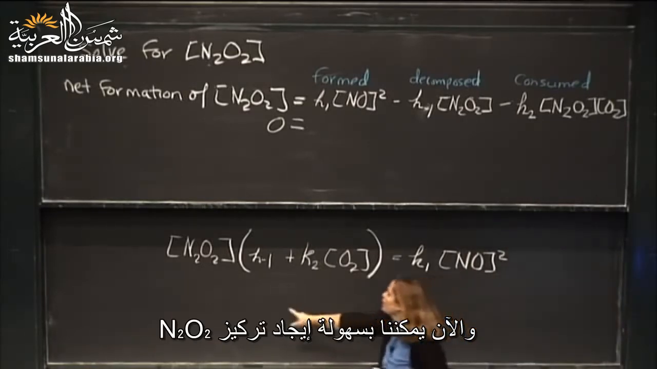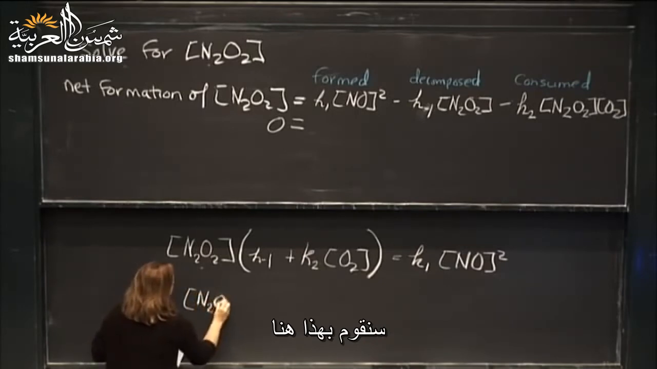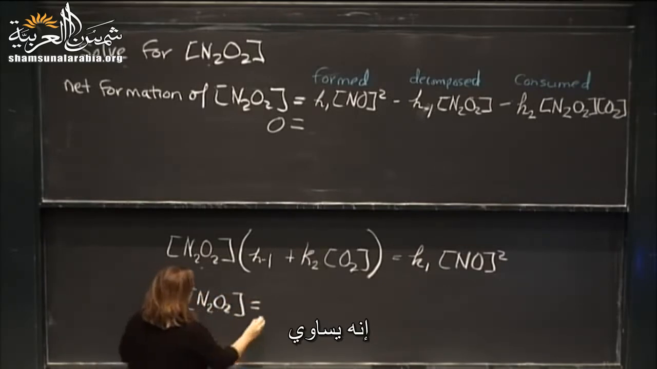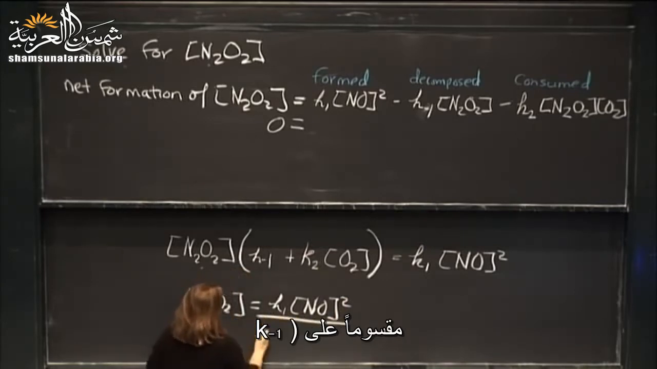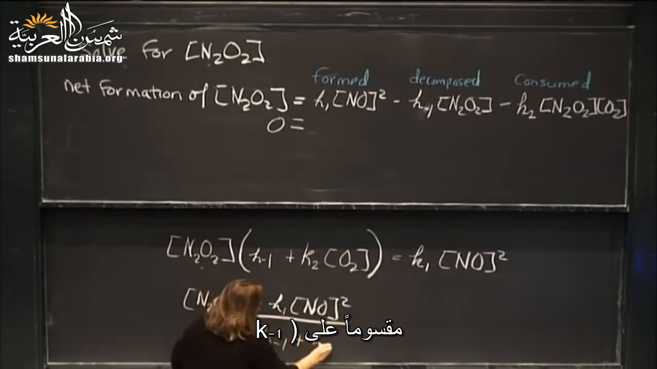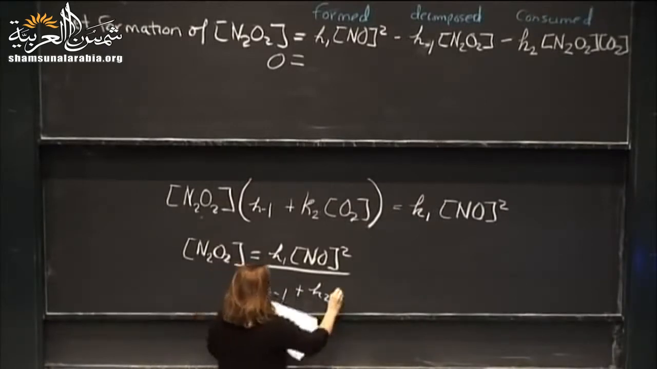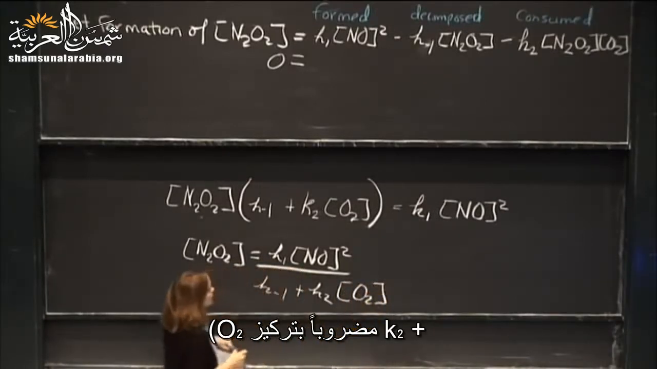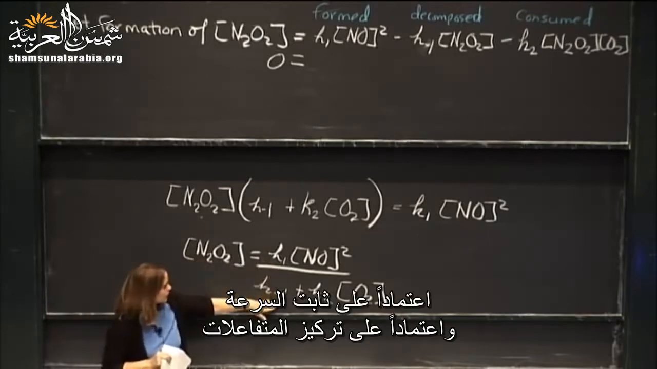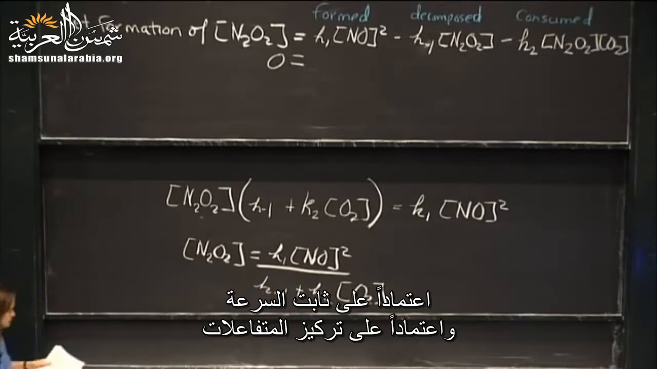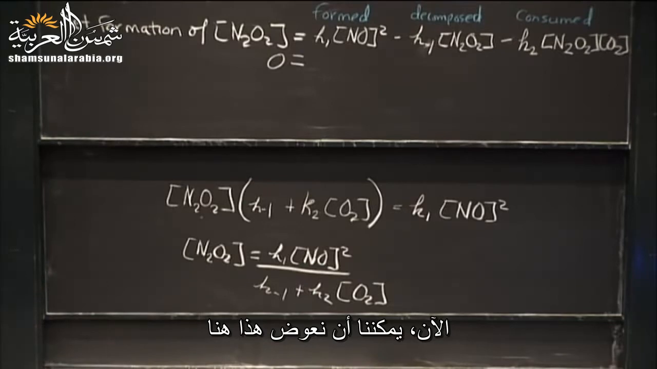And now we can easily solve for the concentration of the N2O2. So we're going to do that over here. So that's now going to be equal to our k1 times NO squared over k_-1 plus k2 times the concentration of O2. So now we've just solved for N2O2, our intermediate, in terms of our rate constants and in terms of our reactants. So that's good. Now we need to take this and substitute it back into here.